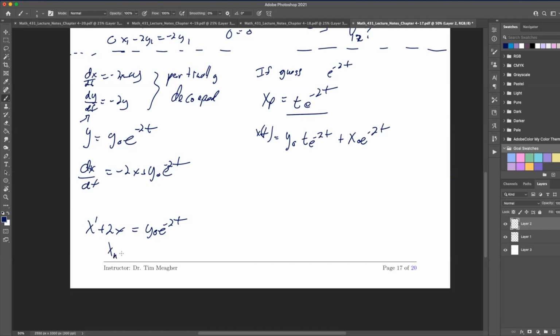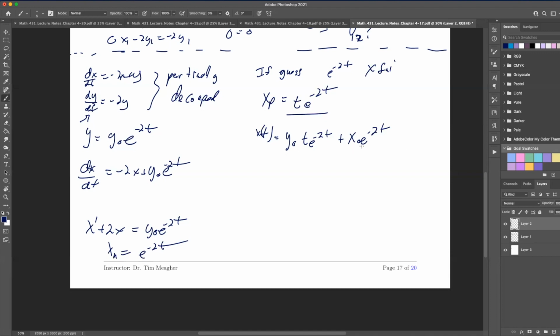I can put x homogeneous real quick. That makes stuff a little bit more clear. Okay, so here's our homogeneous solution. This was our particular solution. So if you guess this, it fails. So you have to use this as our particular solution, and then you get out.